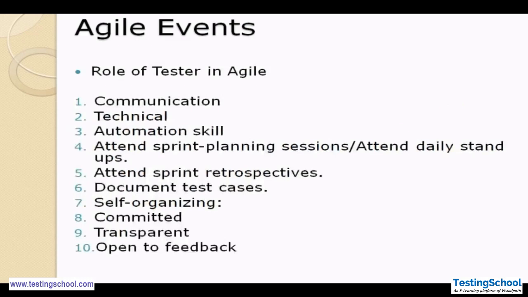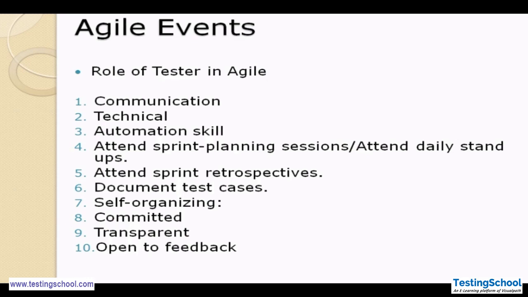So let's see, the first role could be communication. As I have taken in the last slide, communication is the most important feature of a software tester in the agile model, where the software tester communicates with different teams. Then technical aspects. Technical aspects are also important so that they can work with the automation team, so they can automate their project as per the client need.